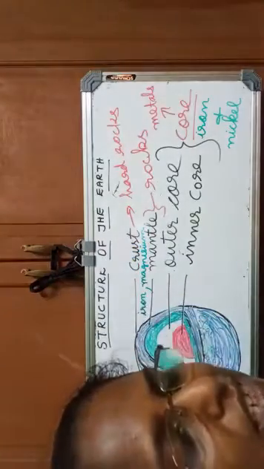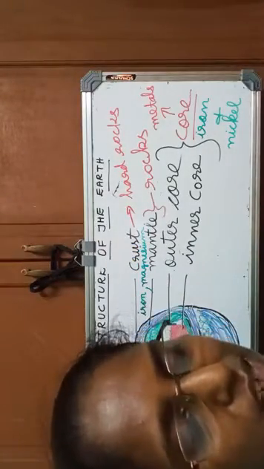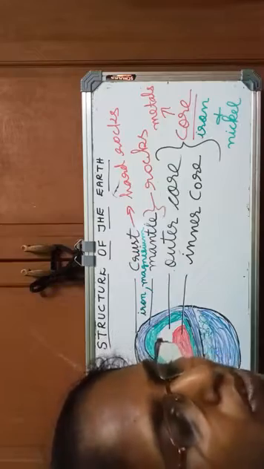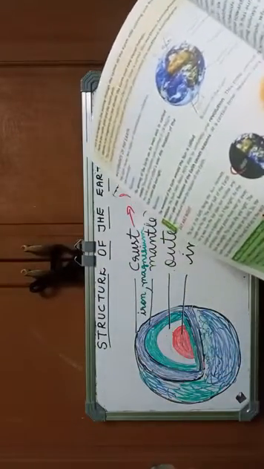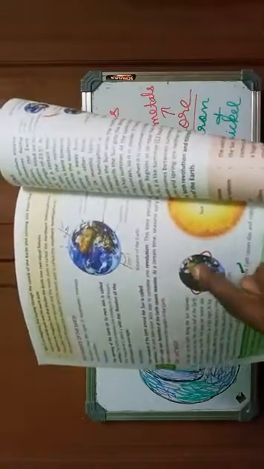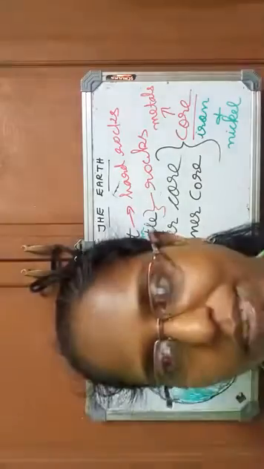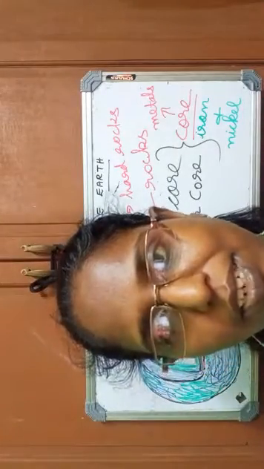An imaginary line passing through the center of the earth from the north pole to the south pole is called, this imaginary line is called what? Axis. All of you write the answer. Rotation of the earth causes day and night. Rotation of the earth causes day and night. Okay.